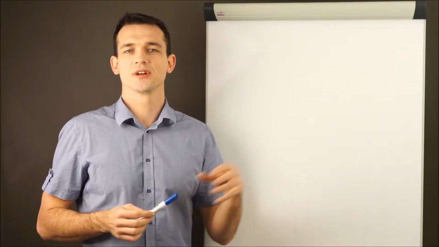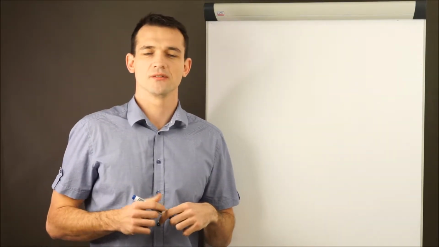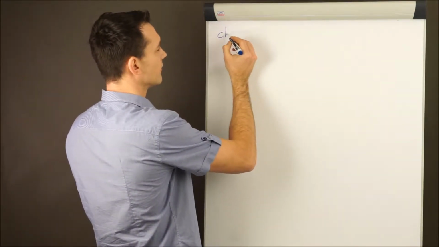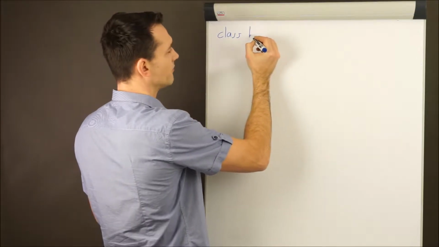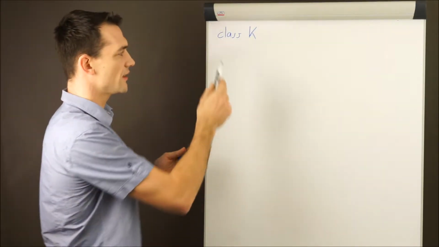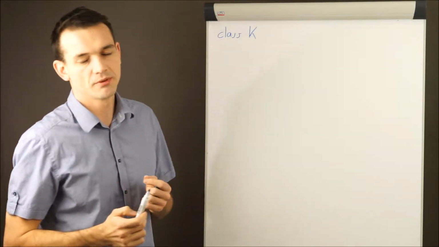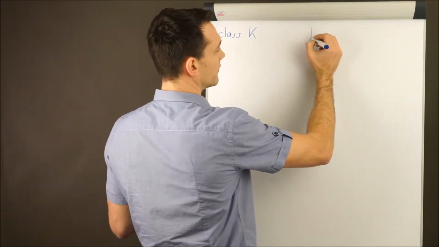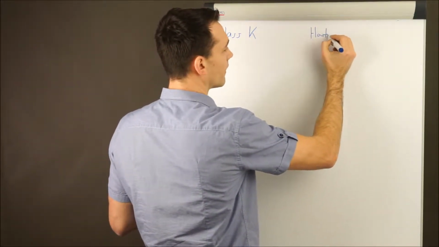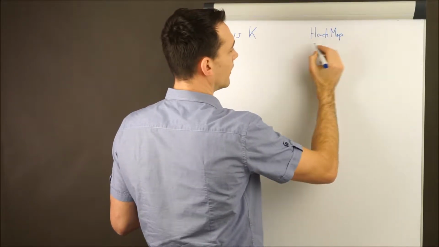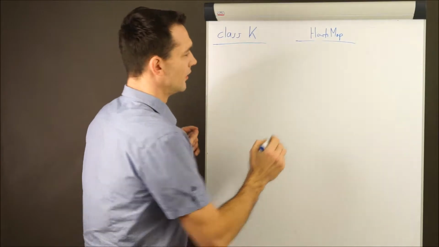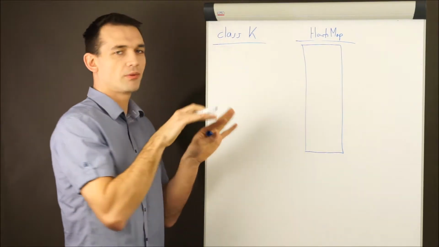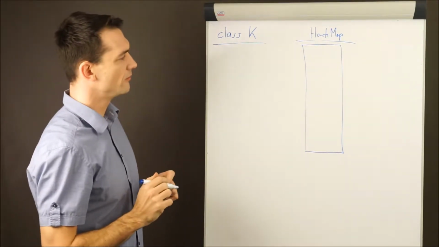values for storing your value objects. So let's consider a class K, which we'll be using as a key. Instances of class K we will be using as keys for our HashMap. And here we have a HashMap. This is the internal body of HashMap.